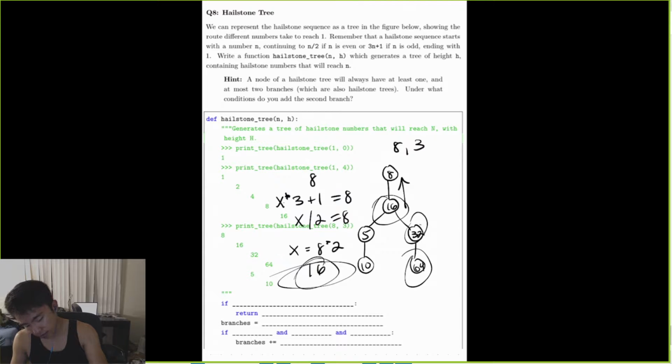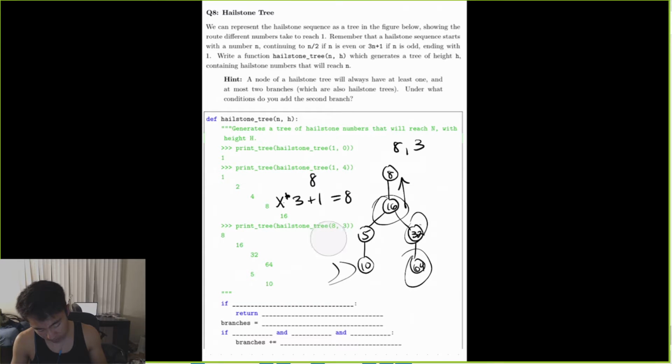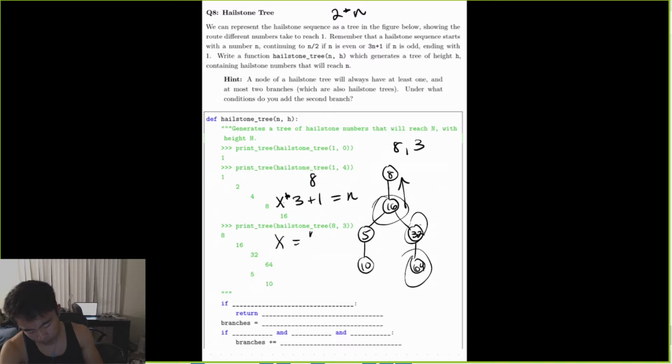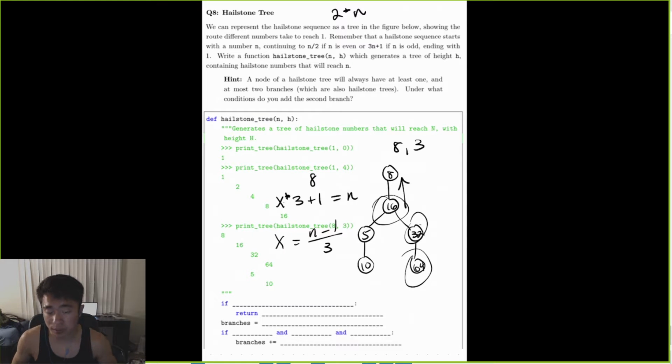But let's think about the case in which it's odd, x times 3 plus 1. I'm going to make a note right here: 2 times n, that's one way we can go. But what about x times 3 plus 1 is equal to some number, let's say n? Well, first of all, let's solve for x. So x is going to be n minus 1 over 3. And there are some things that we know about this number.